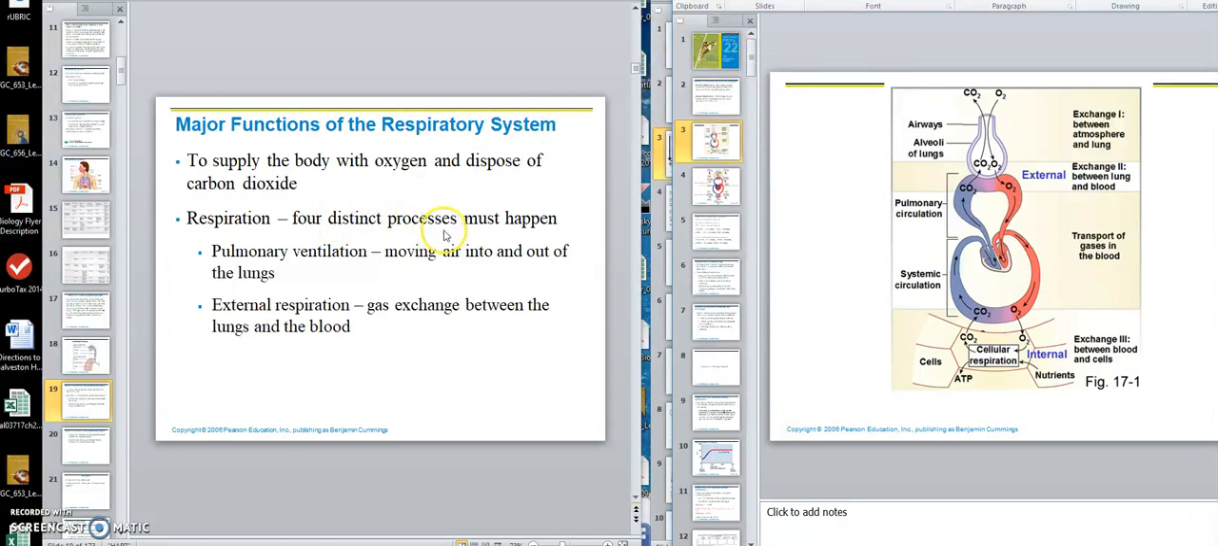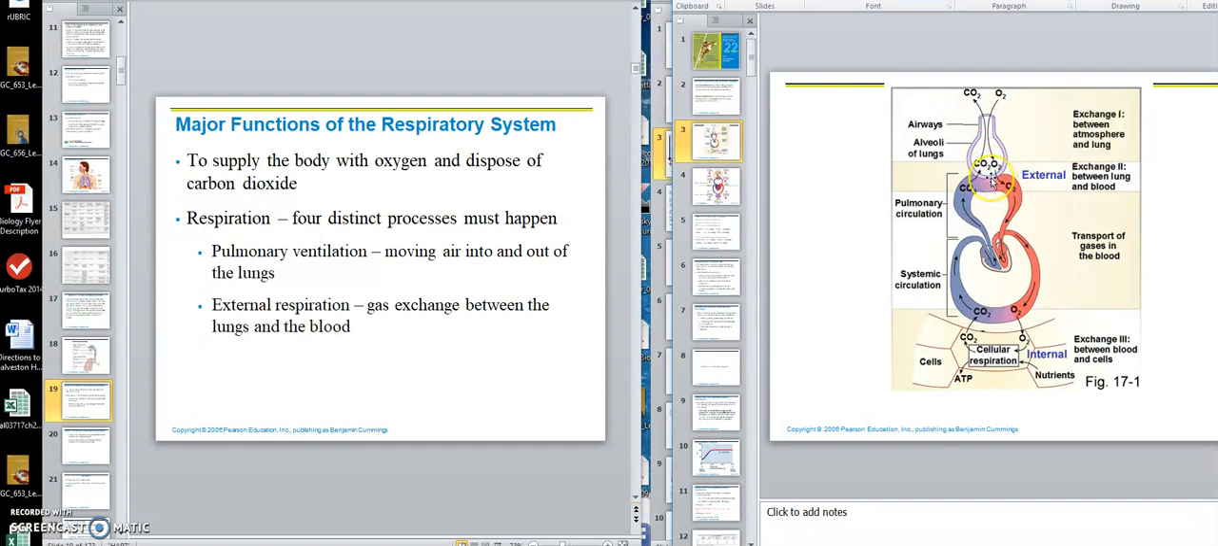So 4 distinct processes. Pulmonary ventilation is moving air in and out of the lungs. So that would be you bringing oxygen and so forth in and CO2 out. That's pulmonary ventilation. External respiration is gas exchange between the lungs and the blood.